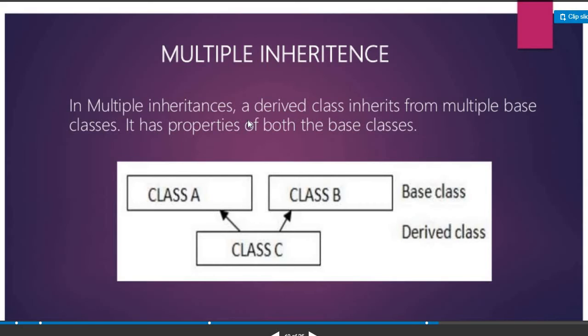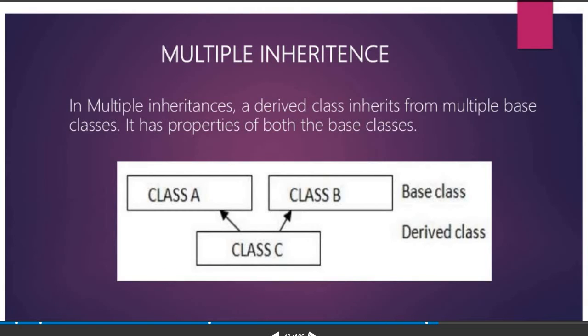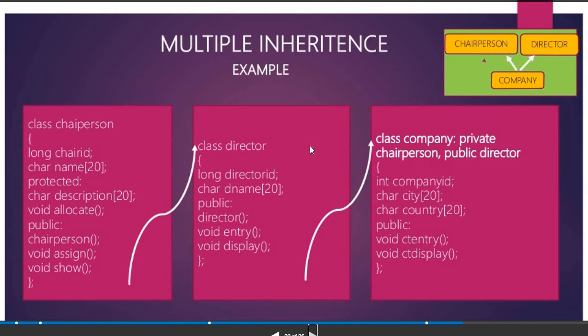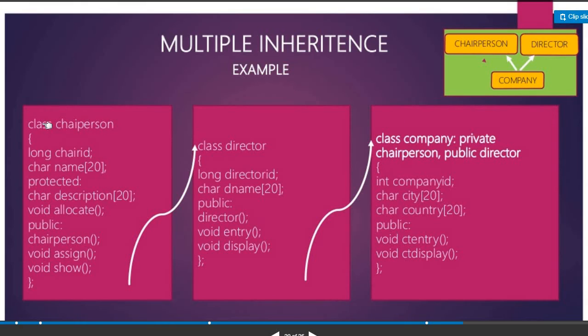So, multiple inheritance. In multiple inheritance, a derived class inherits from multiple base classes. It has properties of both of the base classes. So class A and class B are base classes, and we derive a class C from both base classes. This is multiple inheritance. Here chairperson and director are derived from the base class company. There are two base classes, chairperson and director, and company is derived privately from these.